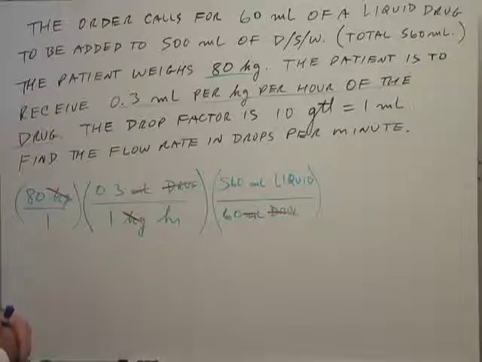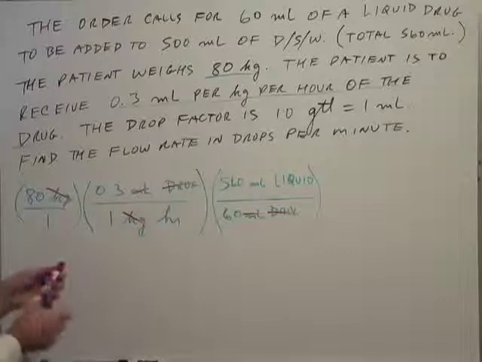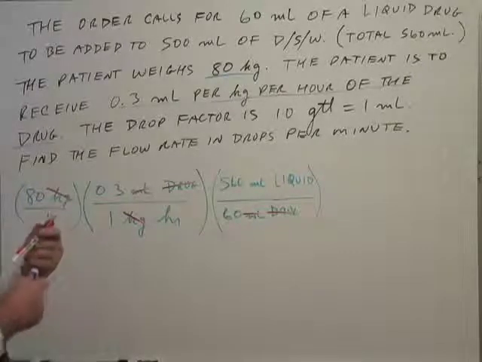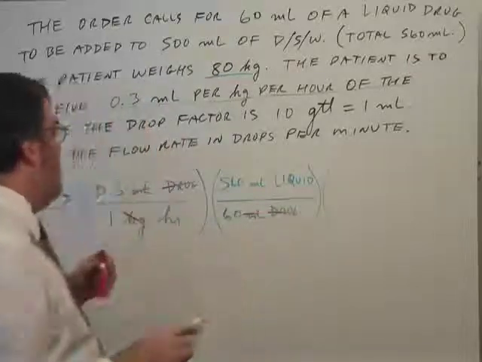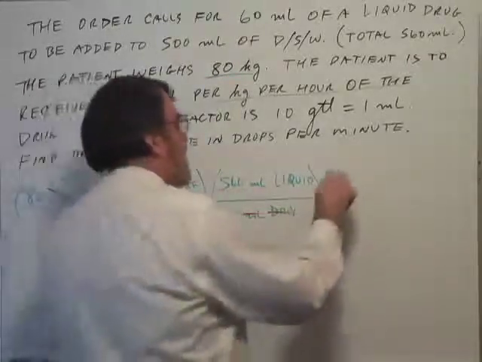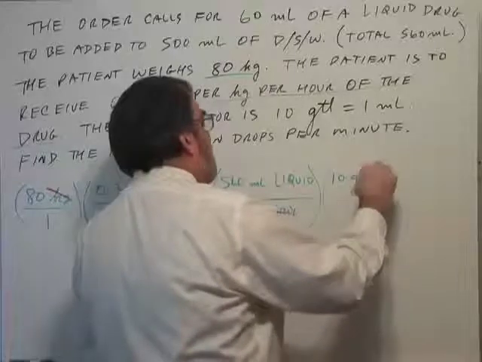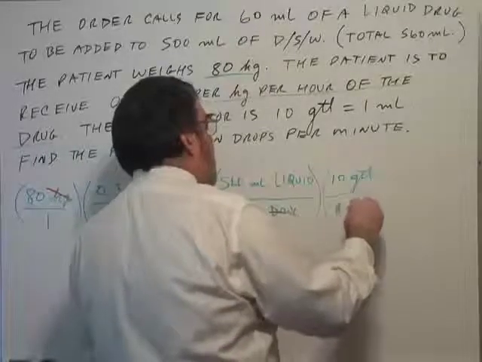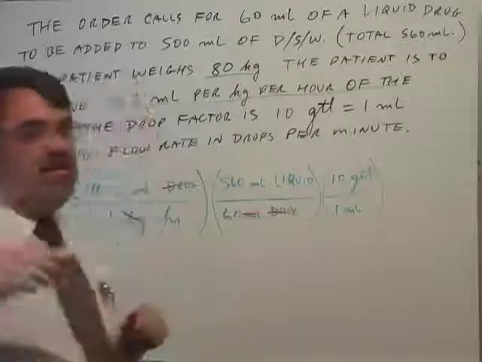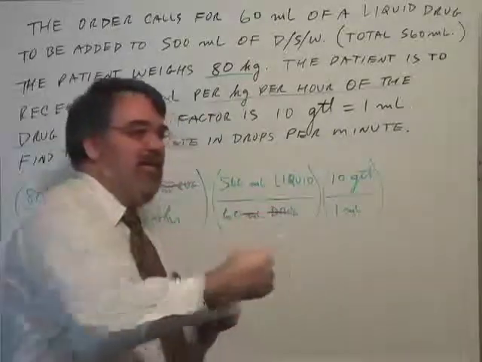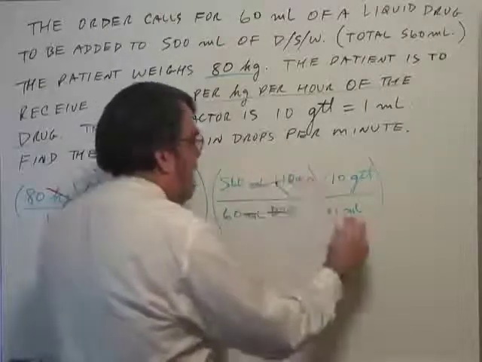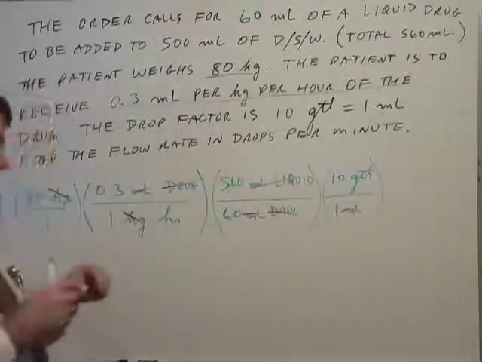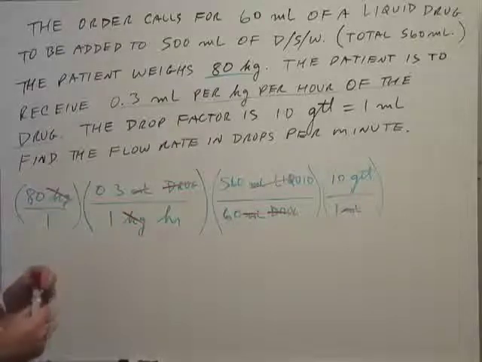Now, to finish the problem, we need to bring in the drop factor and also turn hours into minutes. So I'll try to fit all this in my board here. Drop factor, 10 drops per milliliter. So uncancel milliliters. So that's 10 drops per milliliter. And this is milliliters of liquid, because what's going through the IV tube is milliliters of liquid. So this is the proper amount, or proper units, milliliters of liquid, canceling off.